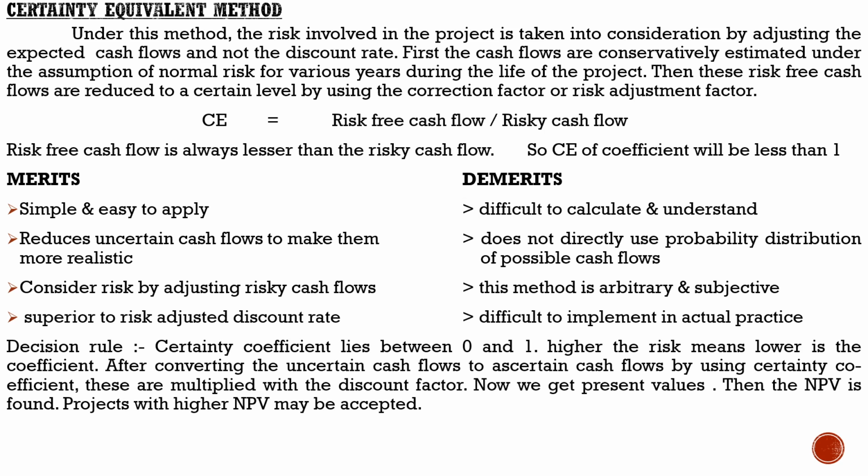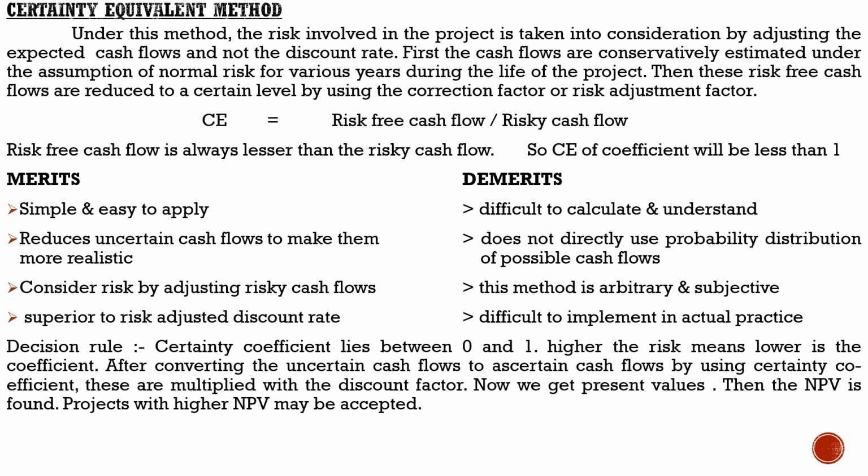Here the certainty equivalent factor or the certainty coefficient always lies between 0 and 1. As I have mentioned earlier, you will be getting a factor ranging from 0, 0.1, 0.2, 0.3, likewise until 1. Higher the risk means lower is the coefficient. If the coefficient is lower, it means your chances of earning that much amount will be less. If the coefficient factor is high, that means you are likely to earn more amount. If the coefficient factor is less, you are likely to earn less amount. Less amount means it is more risky. More amount means it is less risky.